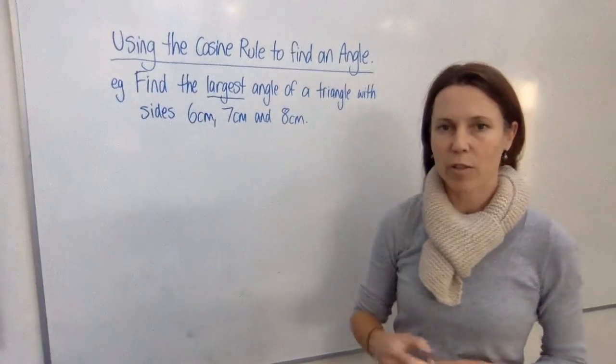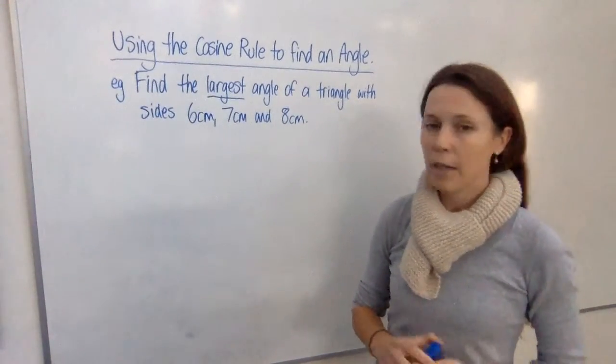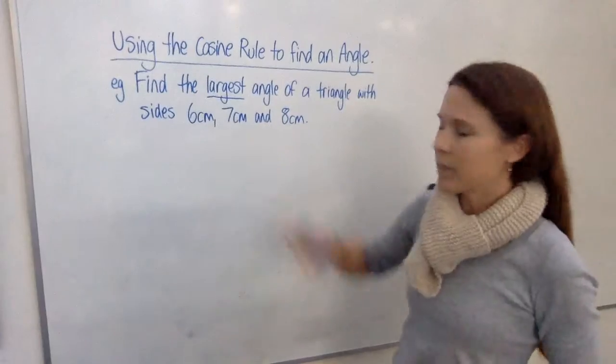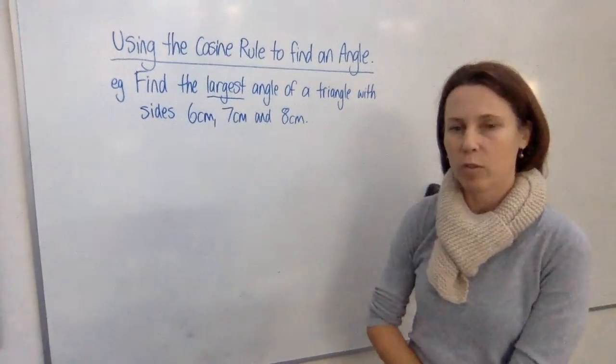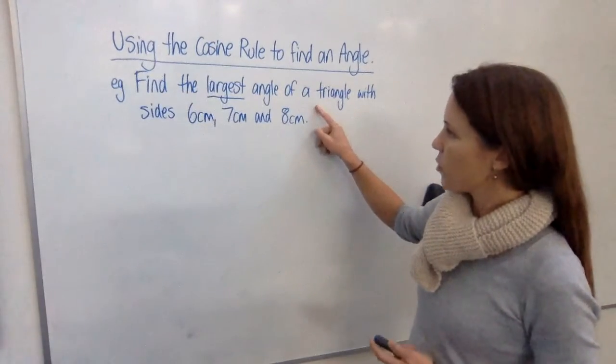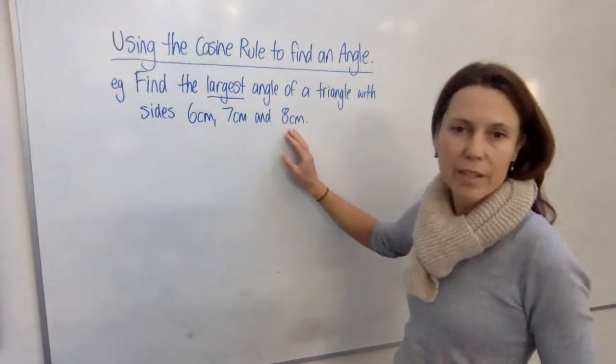Let's get some practice now at using the cosine rule to find an angle. Now, when you look at a question, it won't tell you what rule to use, so how can you tell whether to use the sine or the cosine rule? Well, in this example question here, we're given all three sides.